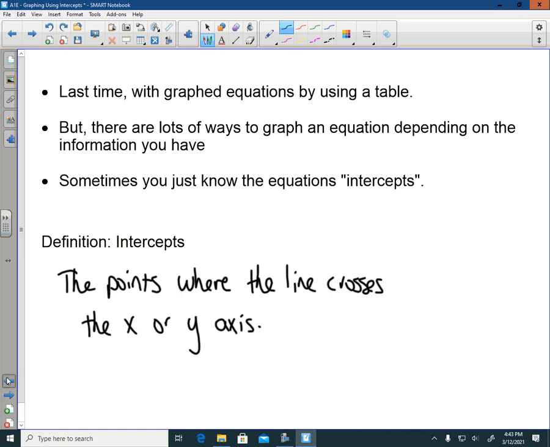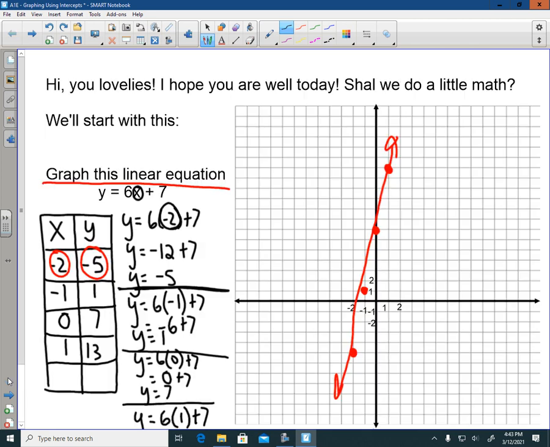So let's go back to our warm-up for just a second. So remember that this is the x-axis. The horizontal axis is the x-axis. It's where you go left and right. And the vertical is the y-axis. That's what those are called, axes.